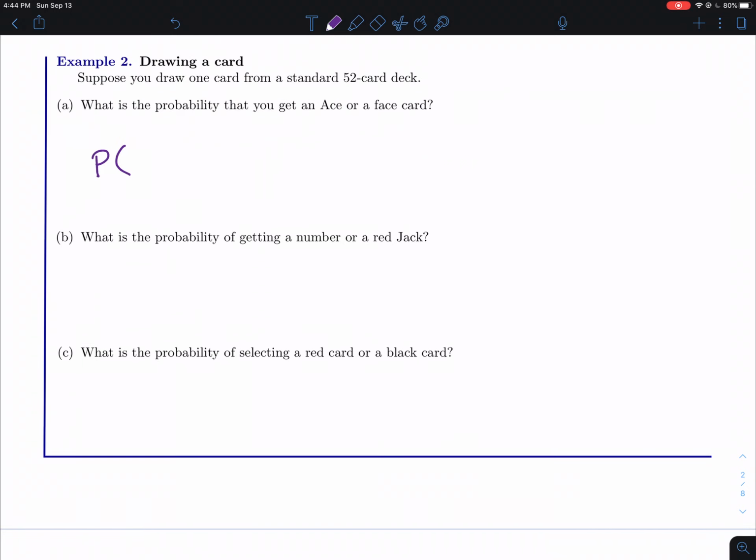So we can actually use our rule from above. It's the probability of an ace or a face card. I'm just going to use F for face card, or maybe FC. So in this case, what I need to do is first figure out the probability of getting an ace, and the probability of getting a face card, and then just add those guys together. As we saw, there's 4 aces out of 52 cards total, and for face cards we've got 12 face cards out of 52 total.